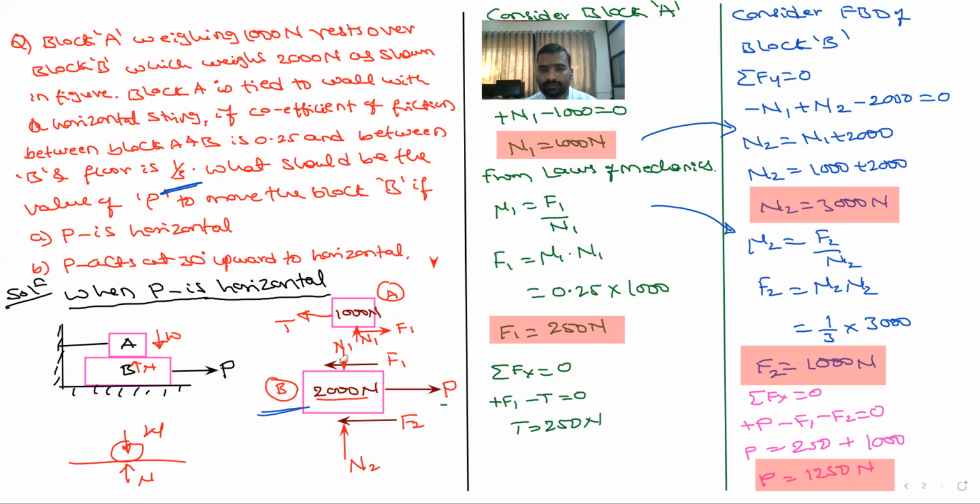Is it understood? Sir, the normal reaction is always upward, no? Upward for block A, because its weight is downward. Okay, for this one the normal direction is upward. Only for this one. But when you consider the FBD of this one, the weight is, see again, it is as good as your connected bodies.